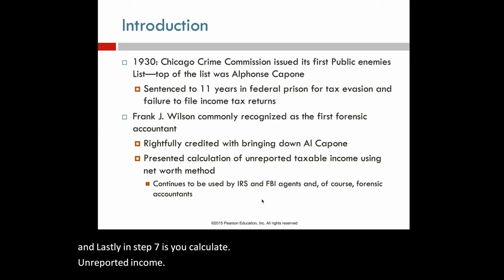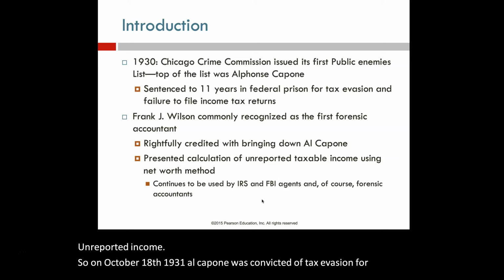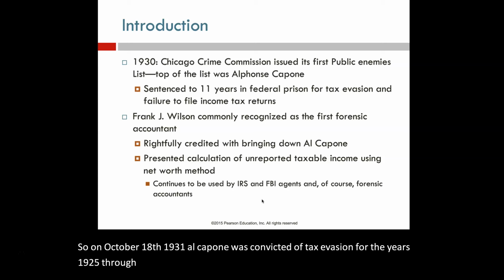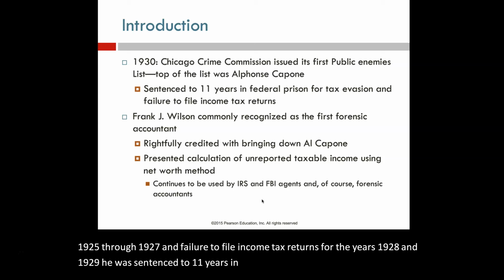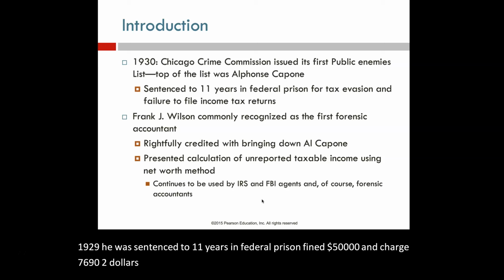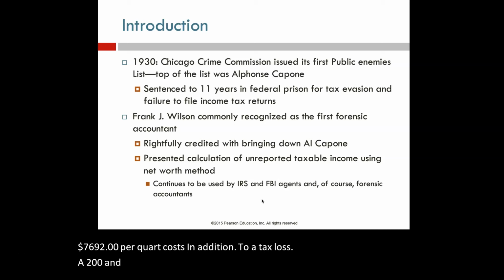On October 18th, 1931, Al Capone was convicted of tax evasion for the years 1925 through 1927 and failure to file income tax returns for the years 1928 and 1929. He was sentenced to 11 years in federal prison, fined $50,000, and charged $7,692 for court costs, in addition to a tax loss of $215,000 plus interest.